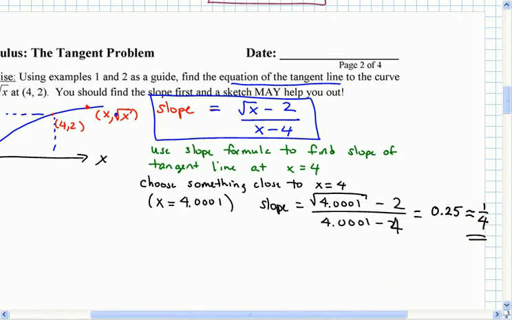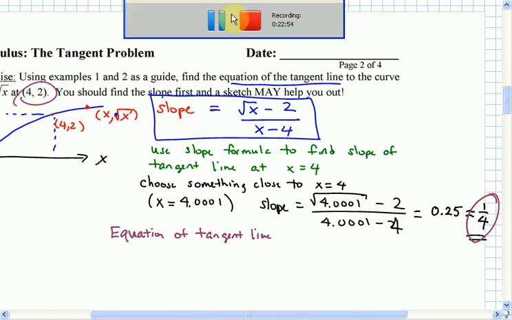Okay, ladies and gentlemen, you keep going now. Can you please find the equation of the tangent line? Because you now know all the information you need to find the equation. You've got the slope. You've got the point. Go ahead and try this on your own.